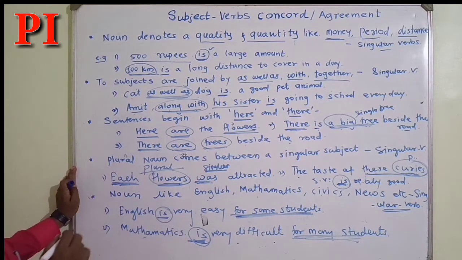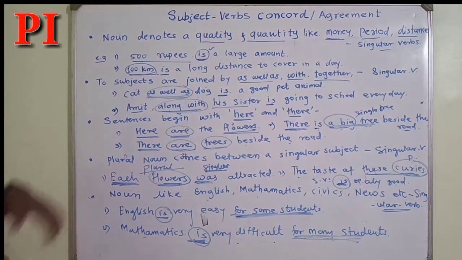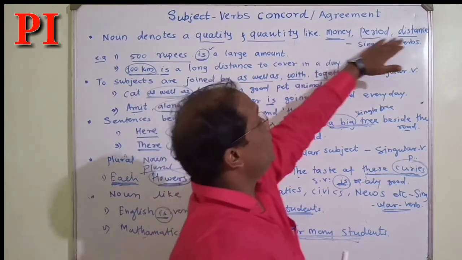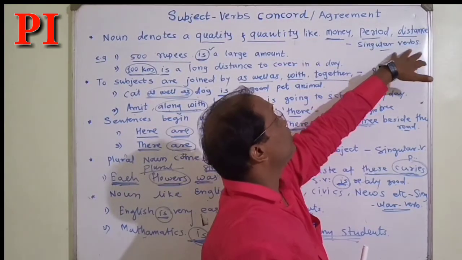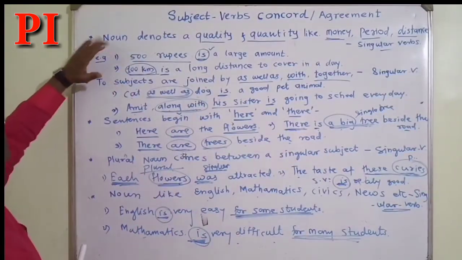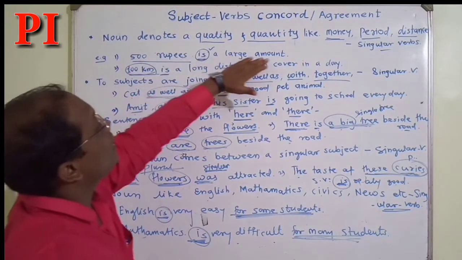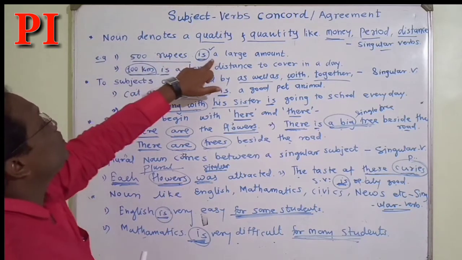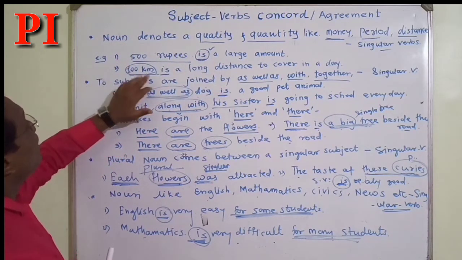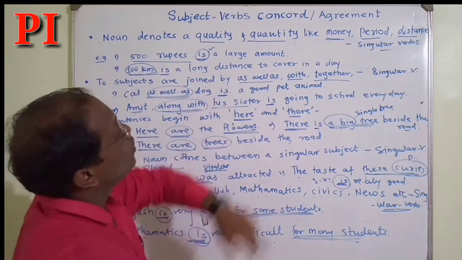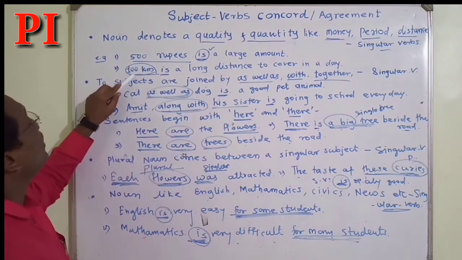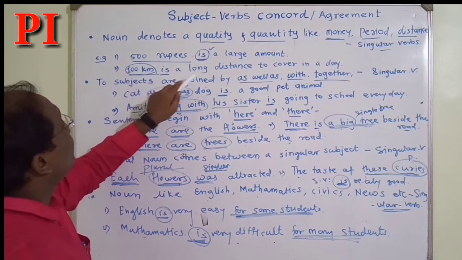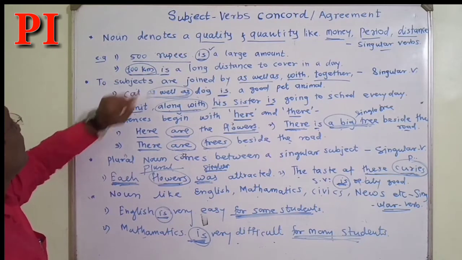Now see, I will revise it. First rule: noun denotes a quality or quantity like money, period, distance. At that time we use a singular verb. Example first: 500 rupees is a large amount. Here 500 rupees is a plural subject but we use a singular verb. Then 100 kilometer is a good distance to cover in a day. 100 kilometer is a plural subject, is is singular. Therefore the sentence becomes like this.